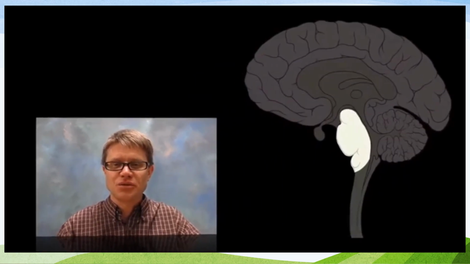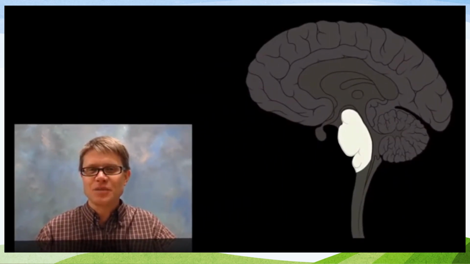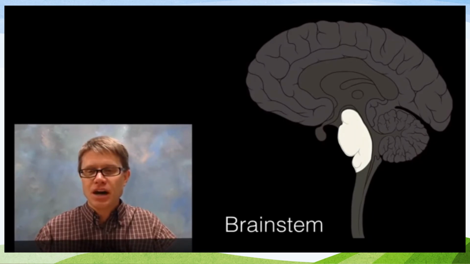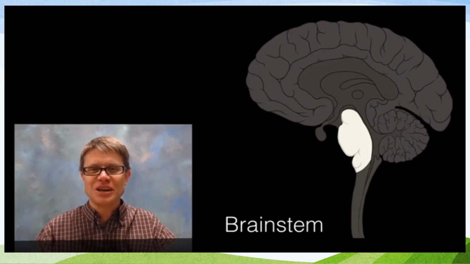So how did you do? Do you remember those 17 different structures and their functions? Well, it's time to review. So let's go through it. What's this one at the bottom? Overall, we call that the brain stem. Hopefully you got that. What are the three parts of the brain stem, though? Do you remember that? Could you pause the video and then say what they are?